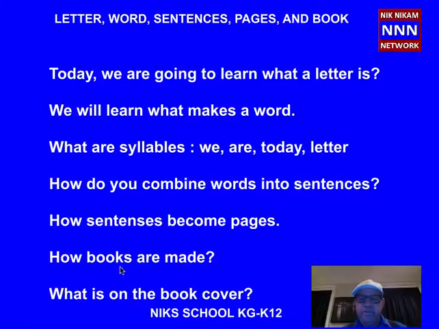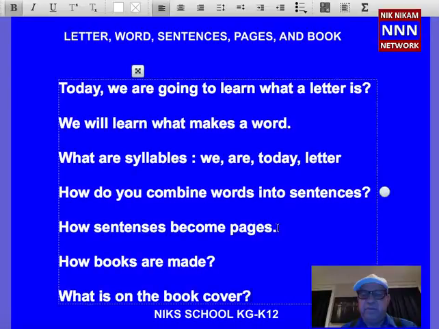How books are made. So, these words put together ask a question. How books are made. And we will find out about that in a minute. You combine words to make a sentence. Here is another sentence. How sentences become pages. That's a good question. We should have a question mark here. Remember, whenever you ask a question, you should have a question mark. And let's see if we can change that here, if it's possible for us to do that.